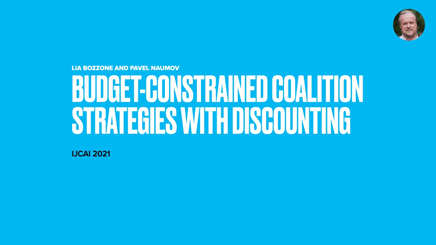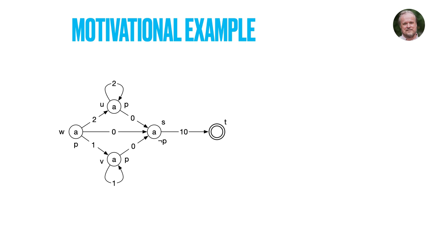In this paper, we add discounting to Marc Pauly's coalition logic. Namely, we consider a modality that expresses the fact that a coalition has a strategy to maintain a certain condition at a certain cost, and incorporate a discount factor into this modality.